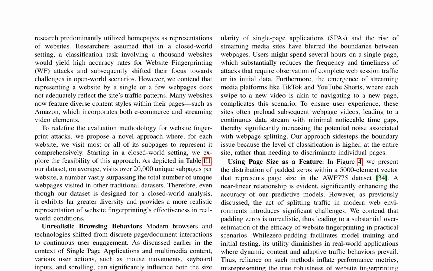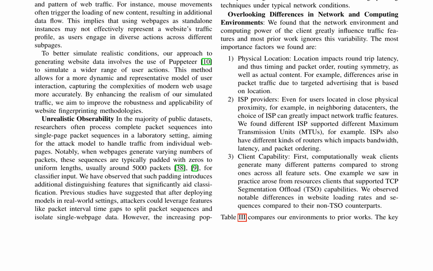The proposed approach sidesteps this issue by classifying at the entire site level rather than individual pages. Figure 4 illustrates the distribution of padded zeros in the AWF 775 dataset, showing a near-linear relationship that enhances predictive models. However, padding zeros is unrealistic and leads to an overestimation of website fingerprinting efficacy in practical scenarios.